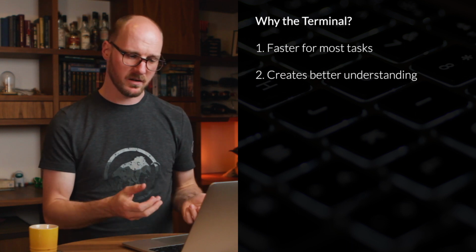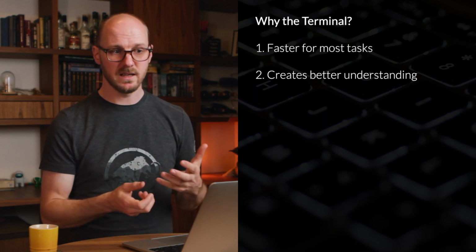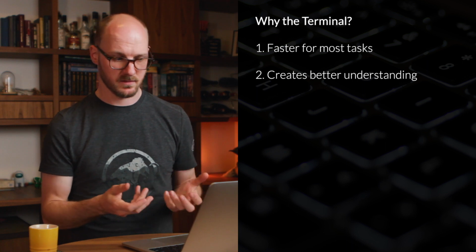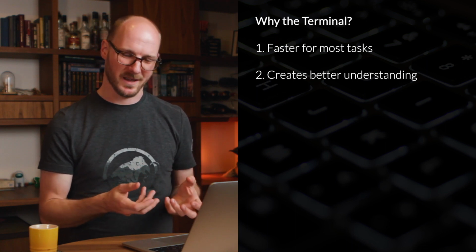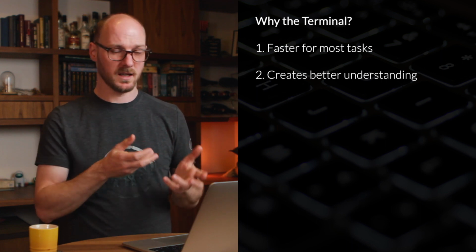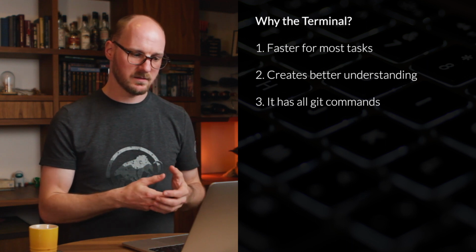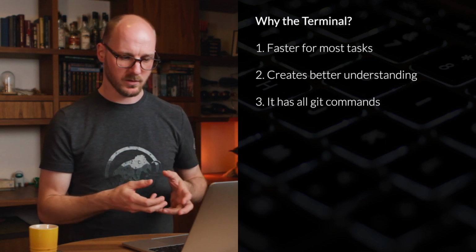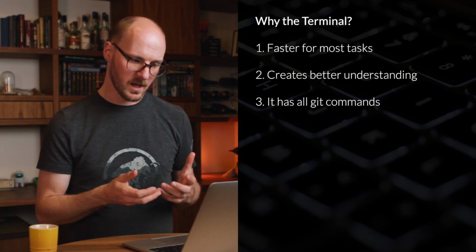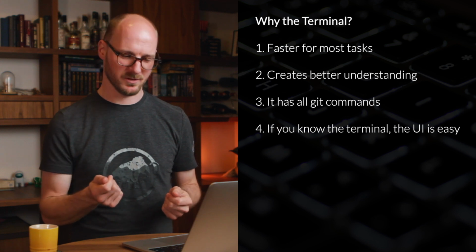Next, it creates a better understanding of what actually happens under the hood. Git is famous for its really clear status and error messages. Tools often hide these things. This is how you get to mastery, by reading all the messages, performing all the small tasks manually again and again. This is how you improve. Thirdly, it has all the Git commands. UIs often implement only a subset of what Git can actually do. If you know the terminal, the UI is easy, and this is not true the other way around.